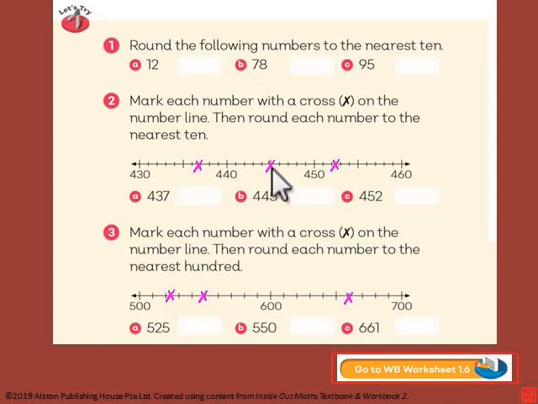B, 445. 445 is between 440 and 450. So what is the rounded number if we round 445 to the nearest 10? The answer is, remember, 445 is in the middle. So remember, if the number is in the middle, find the higher number. So the answer is 450.